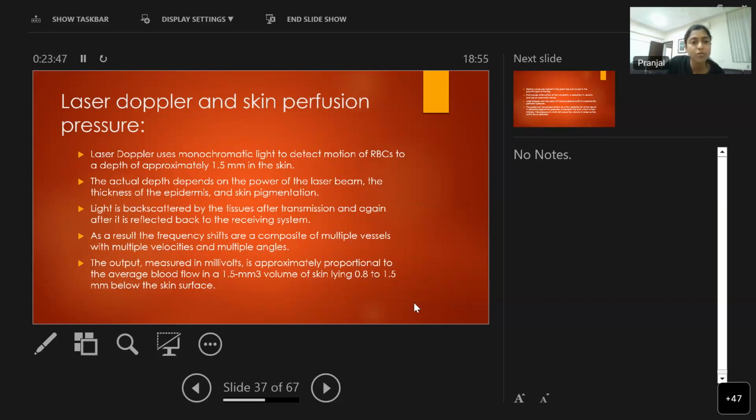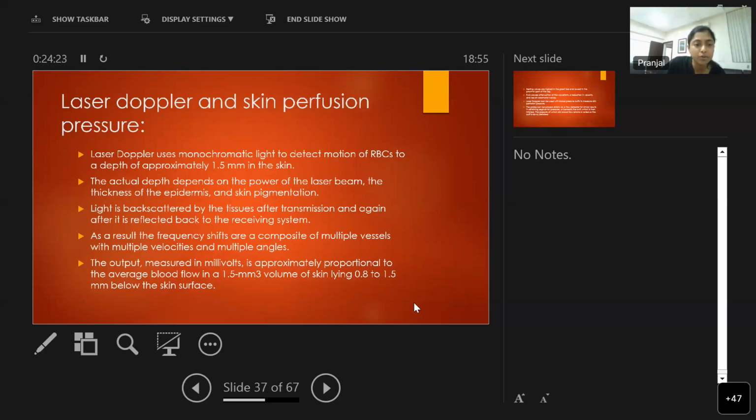Laser Doppler uses monochromatic light to detect the motion of RBCs to a depth of approximately 1.5 mm into the skin. The actual depth depends on the power of the laser beam and the thickness of the epidermis and skin pigmentation. Light is backscattered by the tissue after transmission and again after it is reflected back to the receiving system. As a result, the frequency shifts are a composite of multiple vessels with multiple velocities and multiple angles.